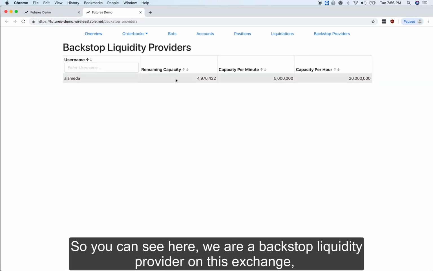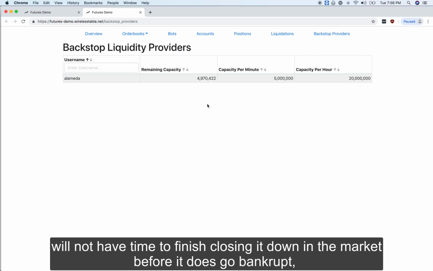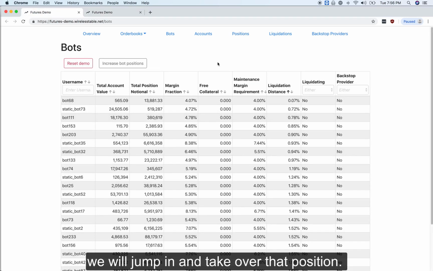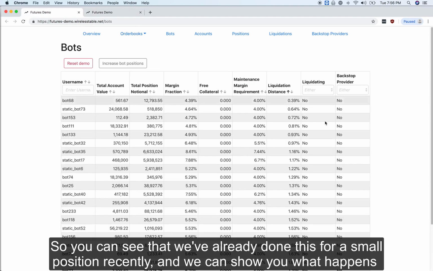So you can see here, we are a backstop liquidity provider on this exchange. And what that means is that if there's an account which is about to go bankrupt, and our liquidation engine will not have time to finish closing it down in the market before it does go bankrupt, we will jump in and take over that position. So you can see that we've already done this for a small position recently.